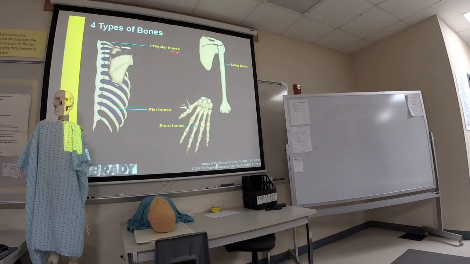You have irregular bones, flat bones, short bones, and long bones. The longest, strongest bone in the body is what? Femur. If it wasn't so morbid, it would make actually a pretty good club for your protection. Quite strong.